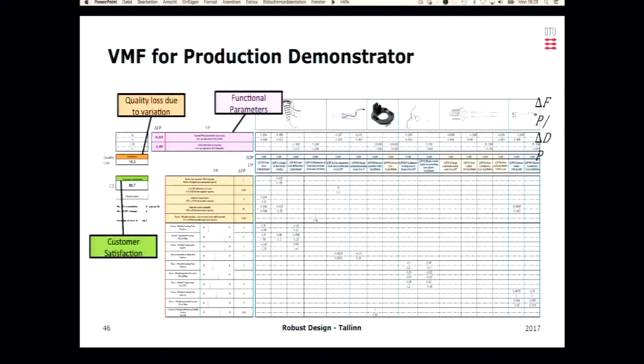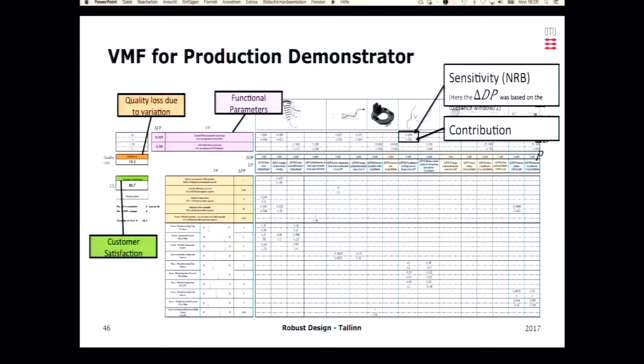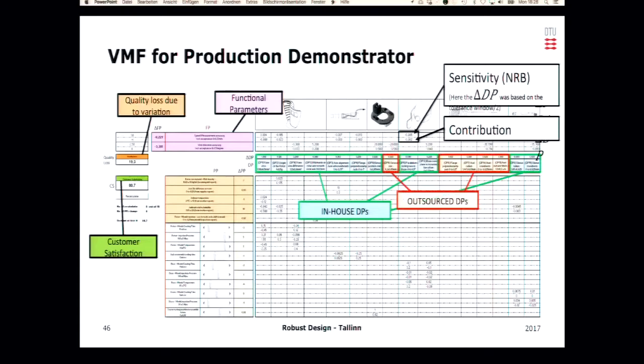And then we can say, well, we split it into two things. One, the top is the sensitivity, one is the contribution. We won't go into that. But then we can look at what design parameters do we want to maintain in-house and what do we want to outsource. So we can say all these ones can be adjusted at late stage because they're in-house, and the rest are outsourced. So we've got no control over those. So this gives us a framework with which we can manage variation.